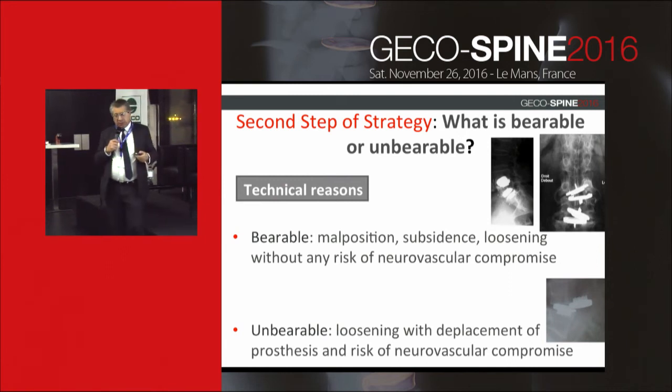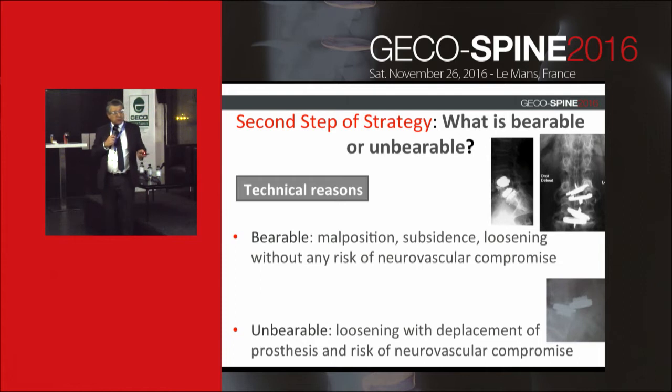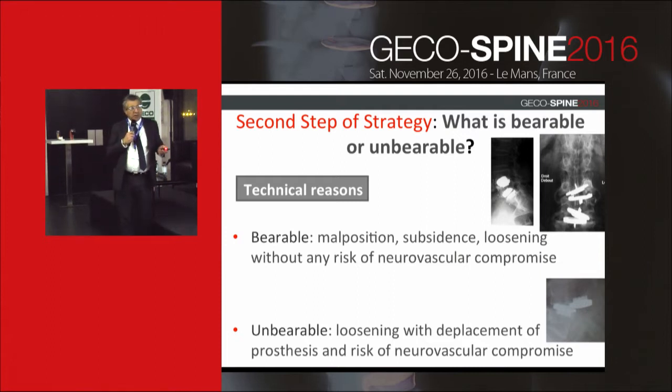Then in the second step of the strategy, we have to determine what is bearable and what is unbearable. There are technical reasons for that. Bearable is a malposition, subsidence, loosening without any risk of neurovascular compromise, like in this case. The patient has, we'll see later, but the VAS and the ODI were not so bad for this patient. Some reasons are unbearable, like the loosening with displacement of the prosthesis and risk of neurovascular compromise.